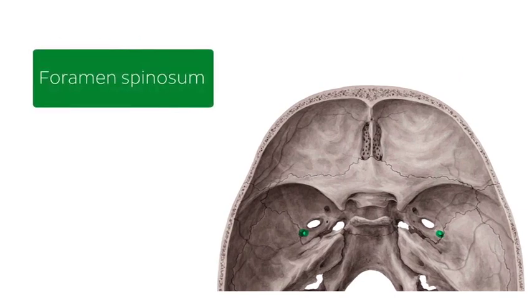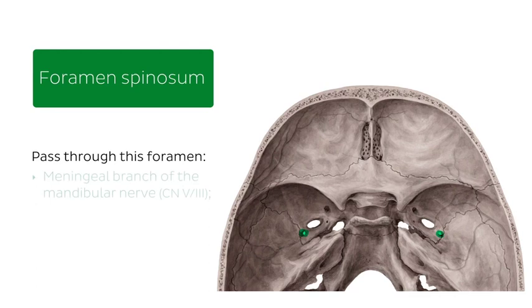You also have two. The foramen spinosum is located on the sphenoid bone and is located lateral to the foramen ovale. Structures that will pass through this foramen include the meningeal branch of the mandibular nerve, as well as the middle meningeal artery and vein.